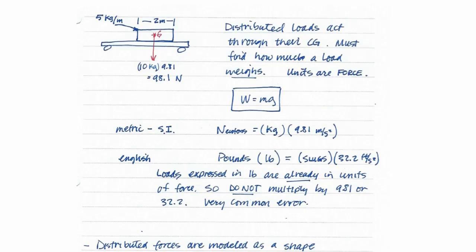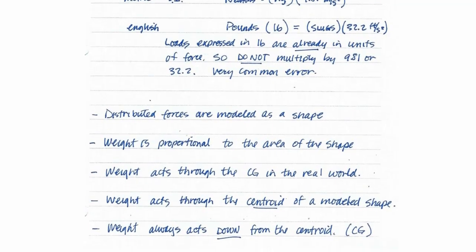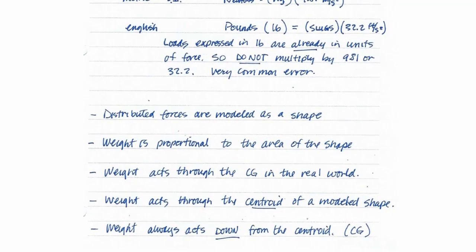It's very important that you keep that last significant digit in all of your calculations, 9.81 and 32.2. Even though it's small, I want you to keep that in there. Now the loads in the English system, if they're already expressed in pounds, then don't multiply them by 9.81 or 32.2 or divide by 9.81 or 32.2. This is a really common error for students at this stage. We're not quite used to working with pounds and masses, or weights and masses, I guess, in the English system. The metric system is a little bit easier, I believe.